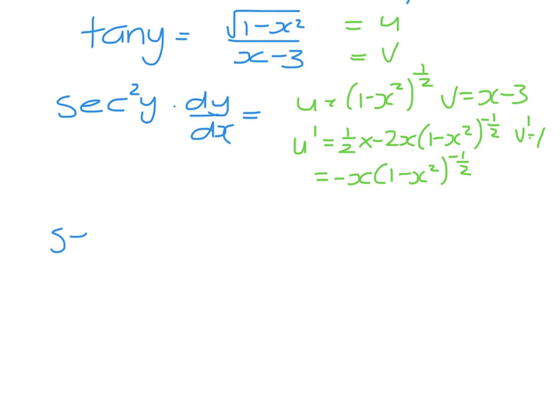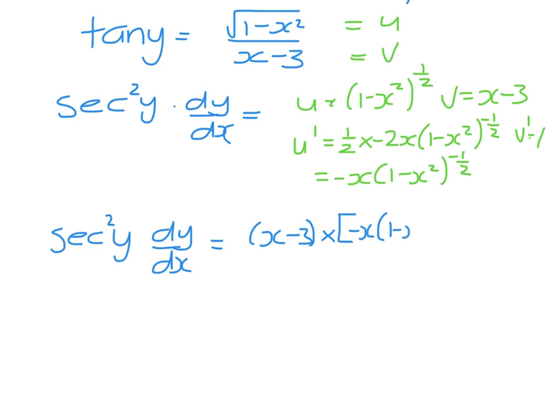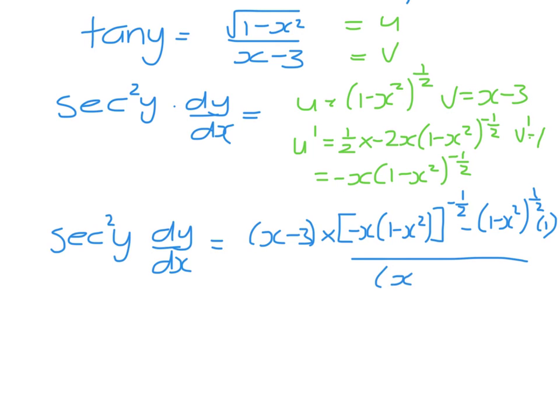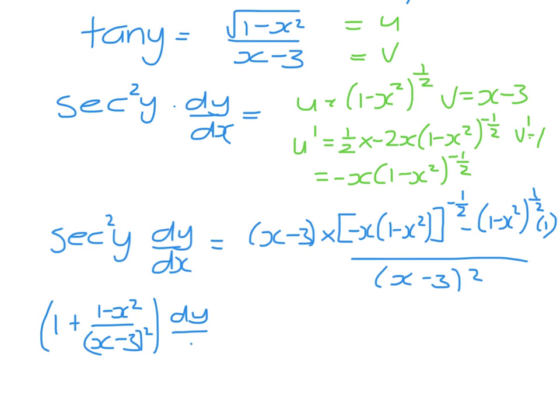This means that sec squared y dy dx equals v du dx minus u dv dx all over v squared. Sec squared y is 1 plus tan squared y, so that is 1 plus (1 minus x squared all over x minus 3) all squared, dy dx.